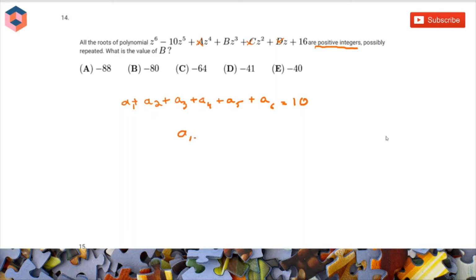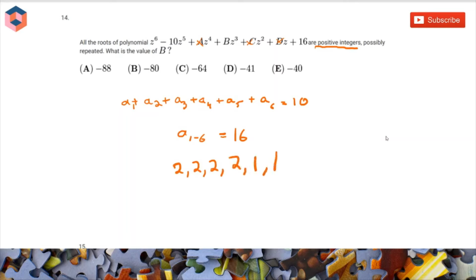Multiplying all of these out, so a1 through a6, which is basically shorthand for that, is equal to 16. So now you can just guess a few roots. If you try 4, 1, 1, 1, 1, the sum is going to be 12, which is too much, but the product is just right. Maybe we can try 2, 2, 2, 2, 1, 1. That would give us 2 plus 2 is 4, plus 4 is 8, plus 2 is 10. So that works. So our roots are 2, 2, 2, 2, 1, and 1.